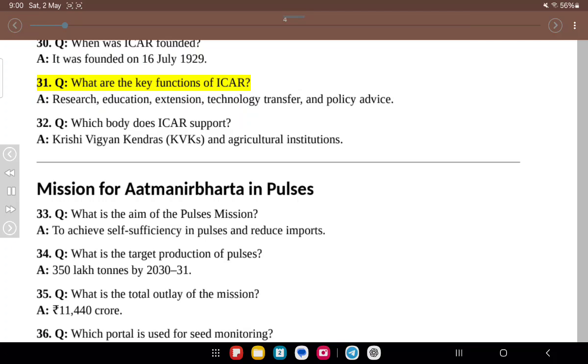31. Q. What are the key functions of ICAR? A. Research, education, extension, technology transfer, and policy advice. 32. Q. Which body does ICAR support? A. Krishi Vigyan Kendras, KVKs, and agricultural institutions.